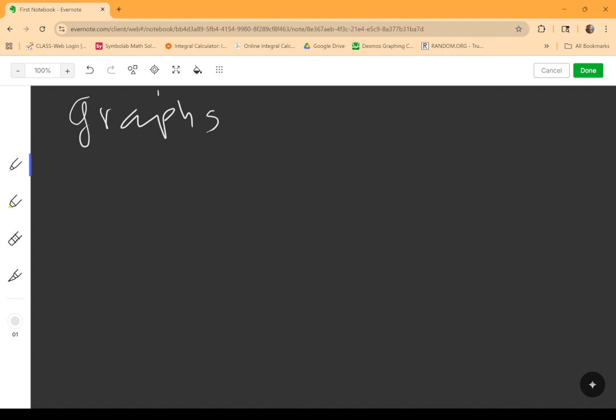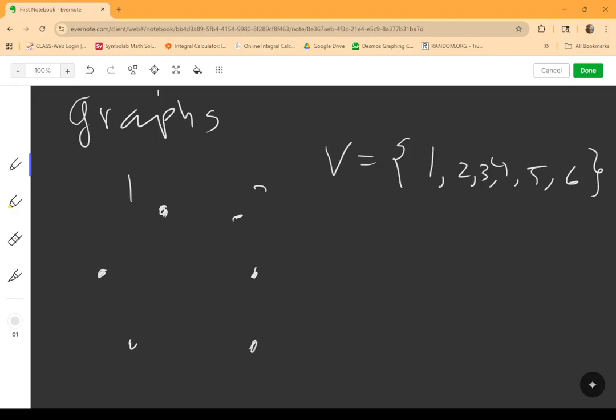consists of a set of vertices, which we can label, which can be just abstractly numbers, or we can name them in terms of some kind of objects to be more descriptive of what we may try to model. So for instance, here we could say 1, 2, 3, 4, 5, 6. So that's one part of it.